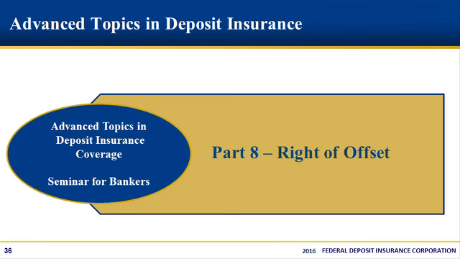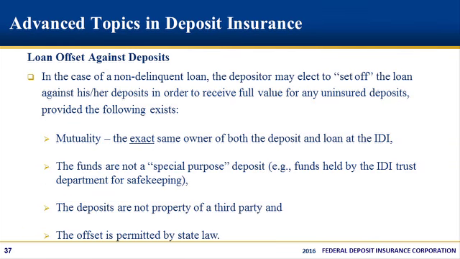Part 8, Right of Offset. When a bank fails and the depositor has uninsured funds, it may be possible to offset the uninsured portion of the deposit if the depositor also has an outstanding loan with the failed bank. The requirements to voluntarily offset the funds are: 1. There must be mutuality. That is, the owner of the deposit and the borrower on the loan must be the exact same party. 2. The deposit cannot be a special purpose deposit.